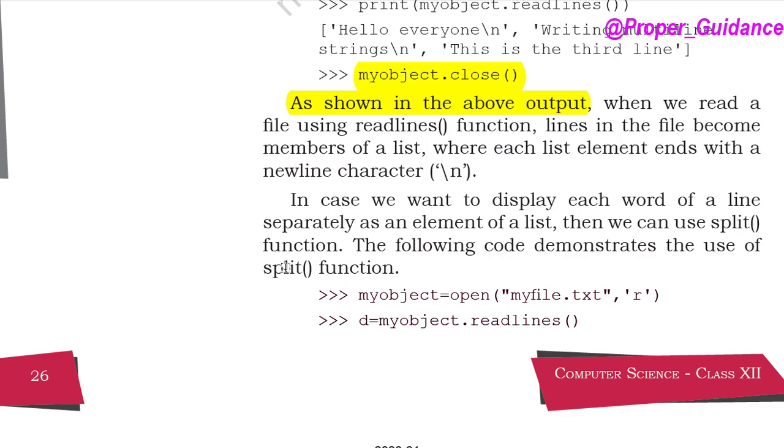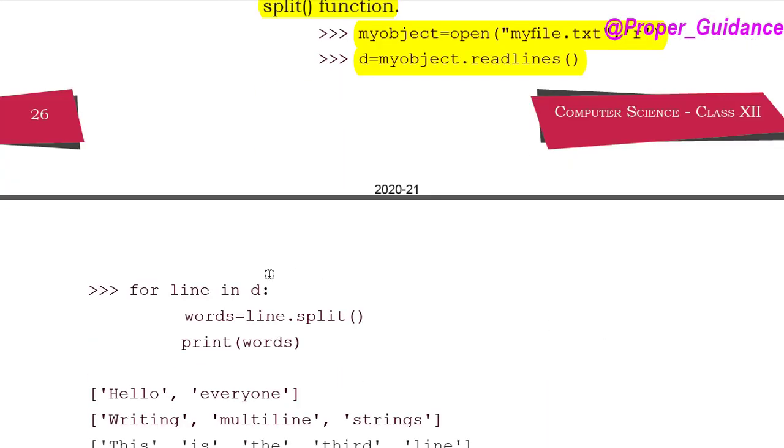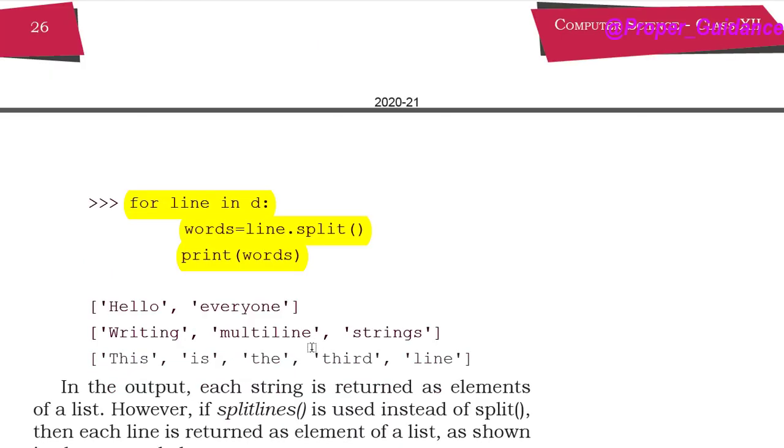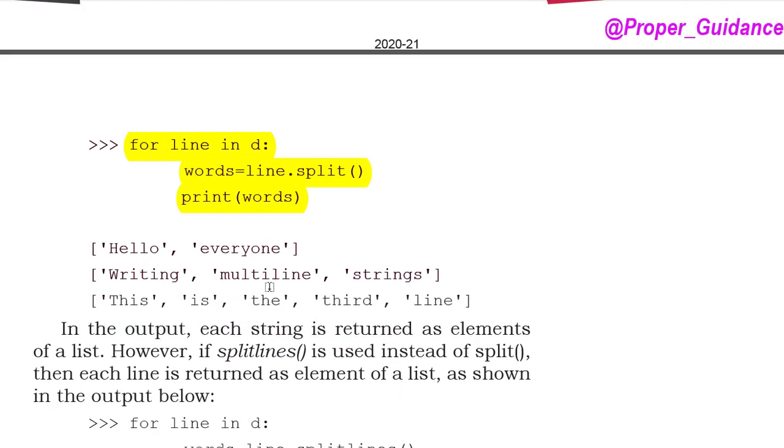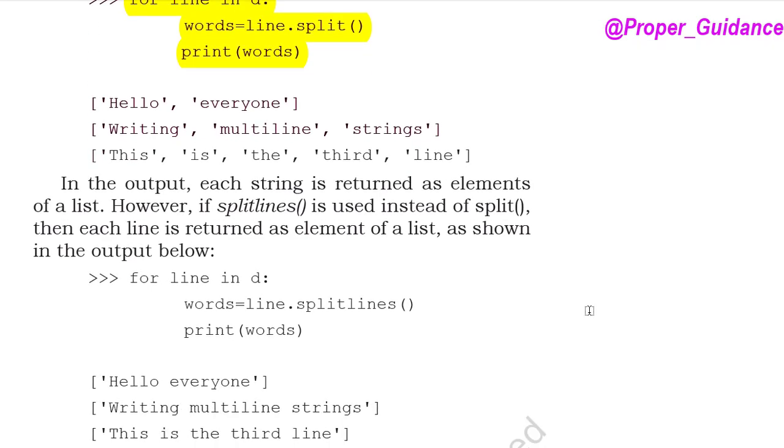How does it work? It works like this. my_object = open(...), D = my_object.readlines(). There is a for loop: for line in D, words = line.split(), print(words). The output is: Hello everyone, writing multi-line strings. This is the third line. Each and every word will be displayed by the for loop. In the output, each string is returned as an element of a list.